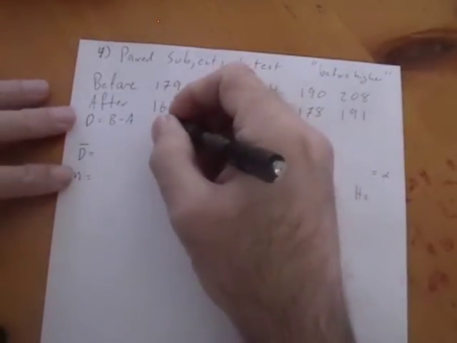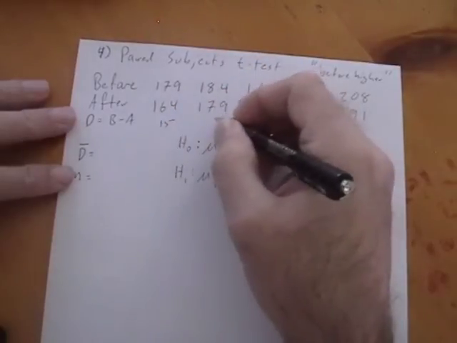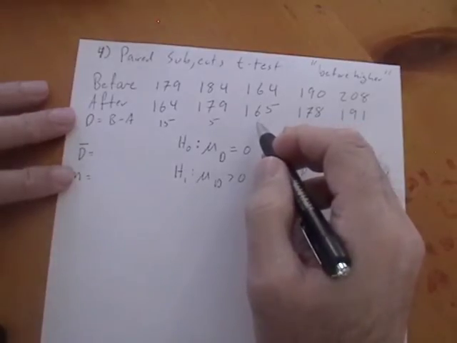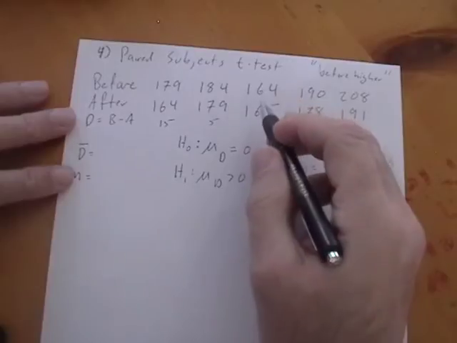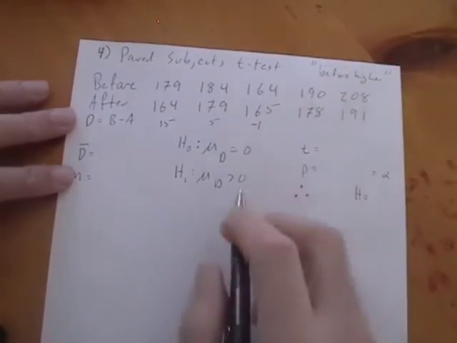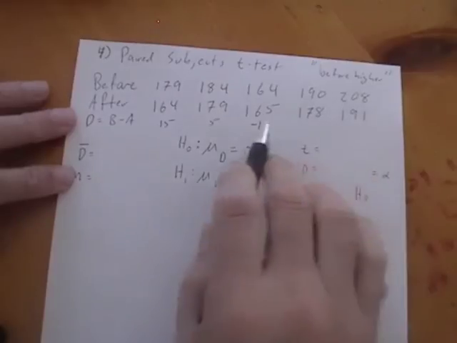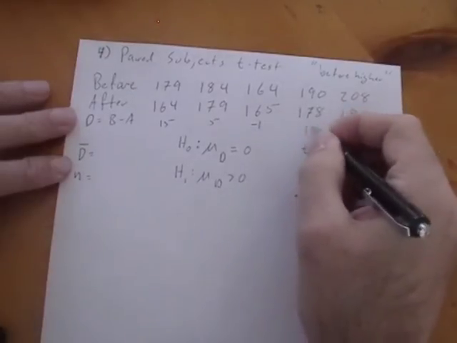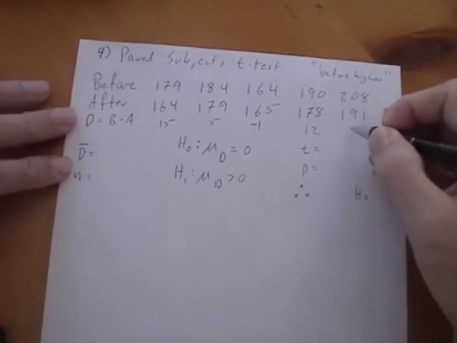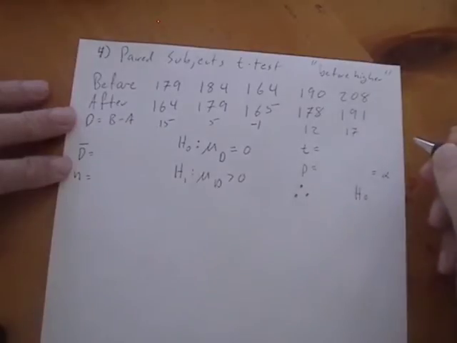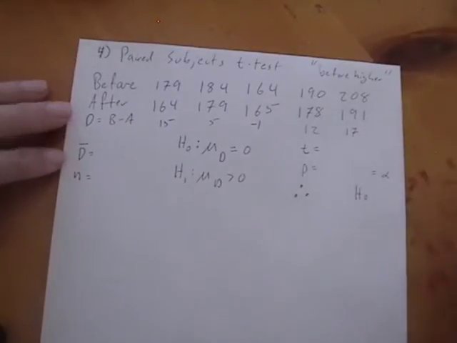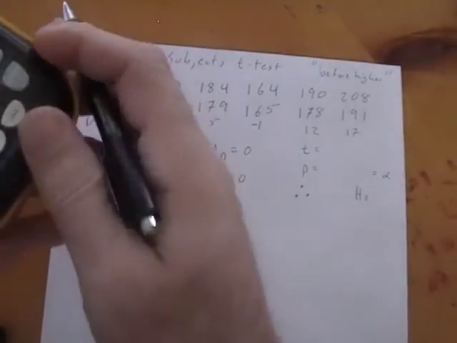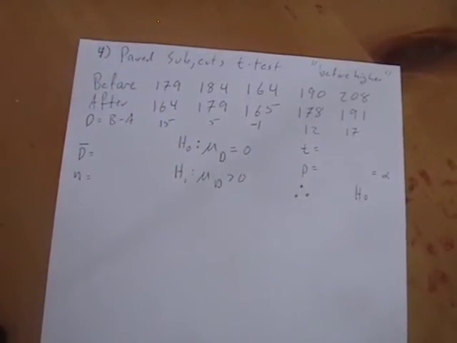Now I can go down the list. The difference here is 15, 5. The difference here is 1, but actually in the wrong direction. So if I take 164 minus 165, I get a negative 1. You expect mostly positive numbers, but don't be surprised by some negative numbers. Here the difference is 12, and here the difference is going to be 17. So I've found my differences. I'm going to try to put them into the calculator.